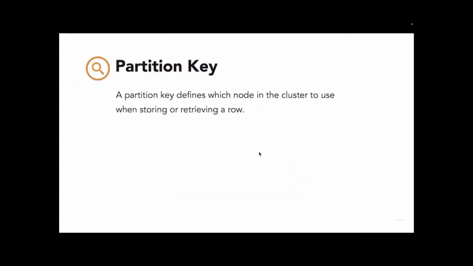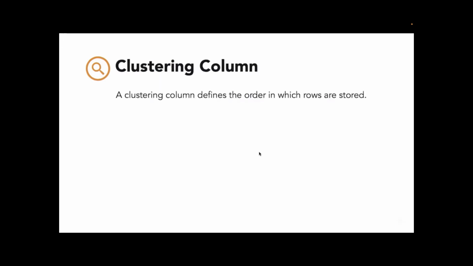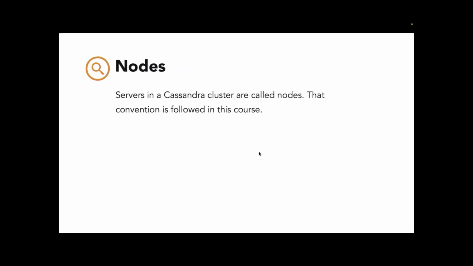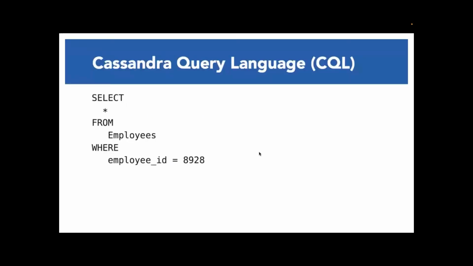The first one is a partition key, which is used to determine which node in the cluster to store a row in. The second one is clustering column. A clustering column defines the order in which rows are stored. Also, it is worth noting that servers in a Cassandra cluster are called nodes. We'll follow that convention in this slide.